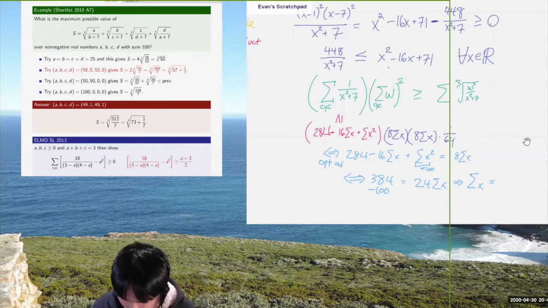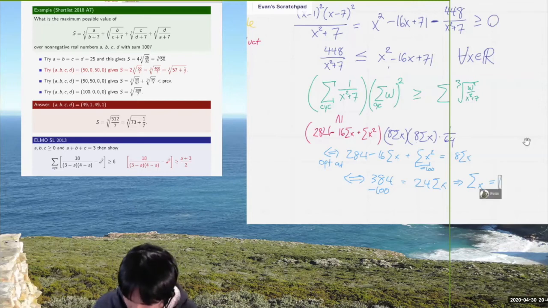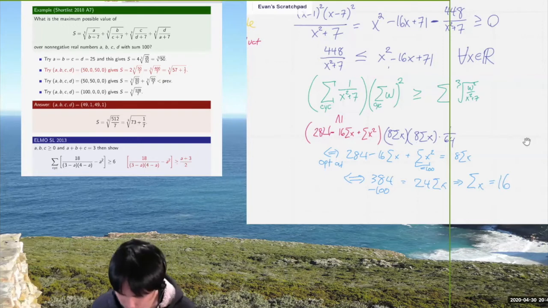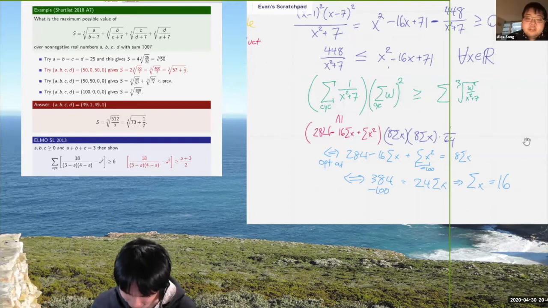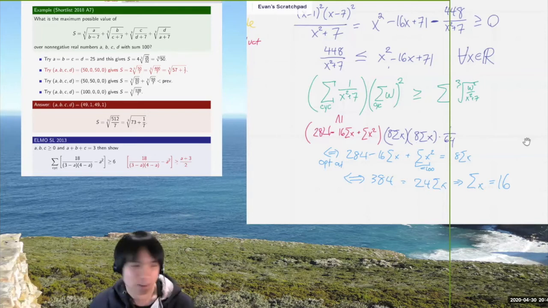Why is this not doing the right thing? Oh no, it's 16. We're fine. 16. 284 over 24 is. What did I do? You just have 284 plus 100 is 384 on the left-hand side. Oh, right, okay, right. 384. There we go. This is what happens when I don't prepare.